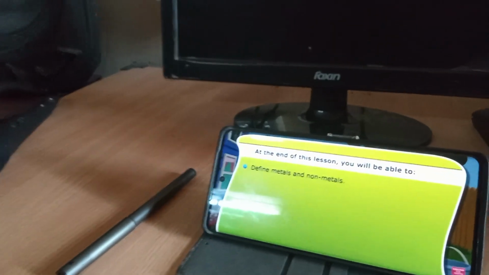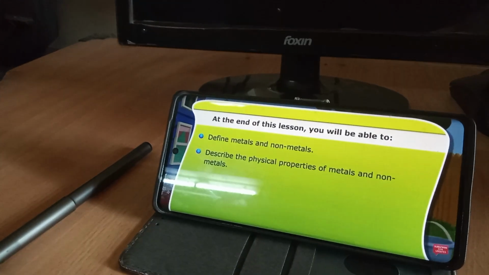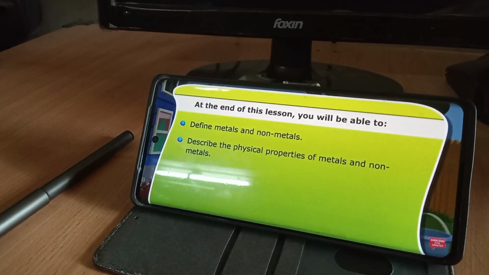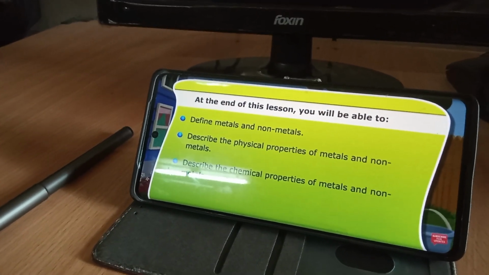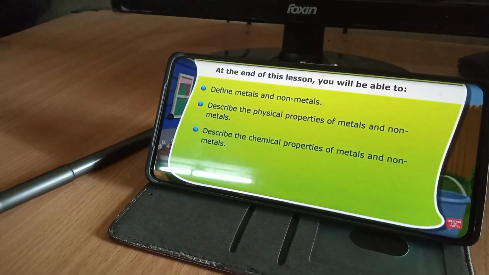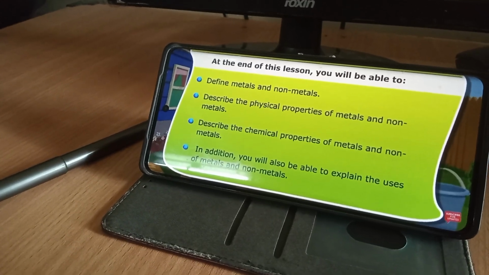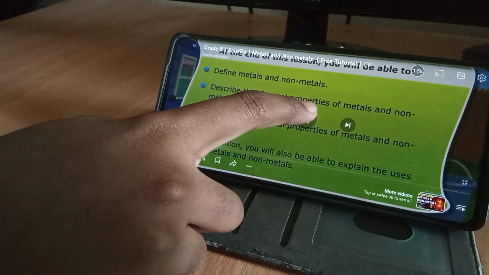You will also be able to understand the physical properties of metals and non-metals. Besides it, you will be able to describe chemical properties of metals and non-metals. And in addition, you will also be able to explain the uses of metals and non-metals. At the end of this lesson, we all will be able to define the metals and non-metals, define their physical and chemical properties and their uses. Let's get into the lesson.